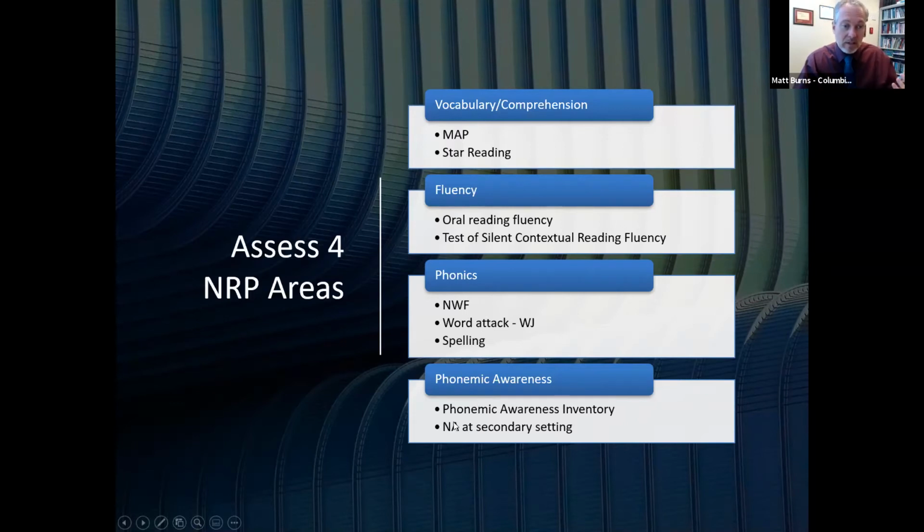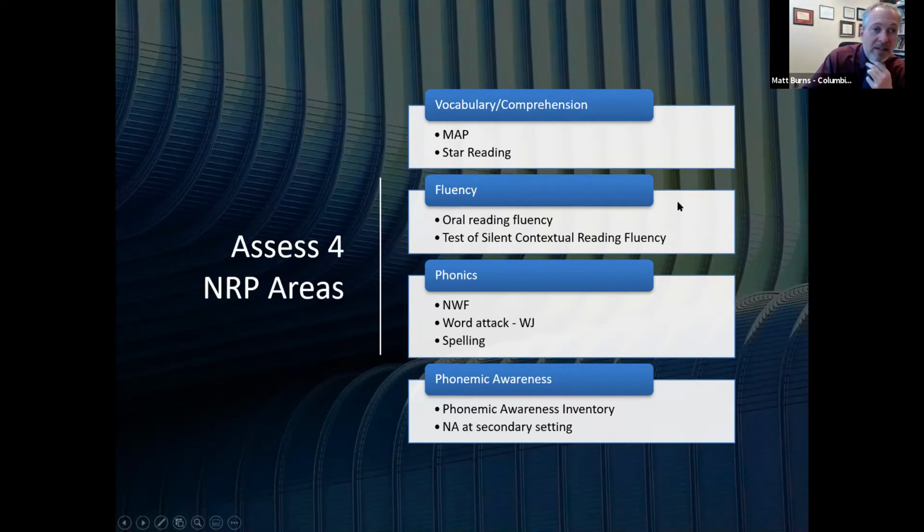And then phonemic awareness. We developed the phonemic awareness inventory with PRESS. Some of you are familiar with that. That's a great tool. The Comprehensive Test of Phonological Processing has a phonemic awareness subtest in it. Any sound test, phoneme segmentation fluency, first sound fluency, those are all indications of phonemic awareness.